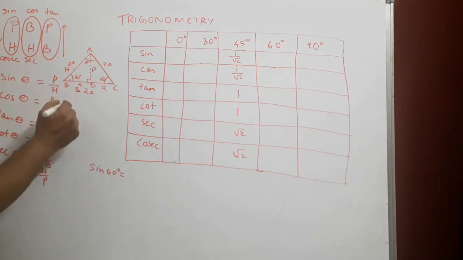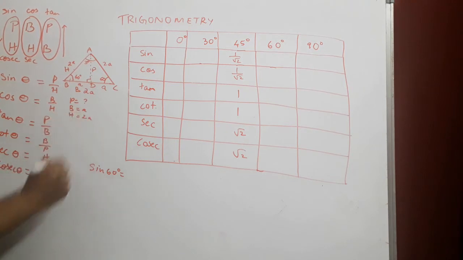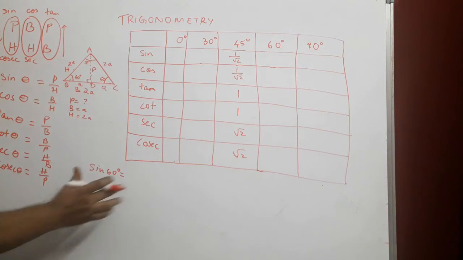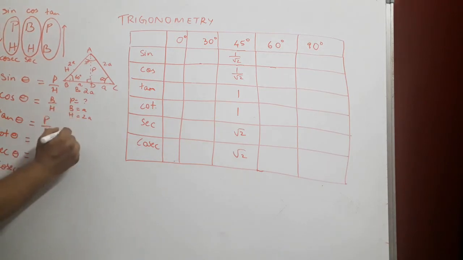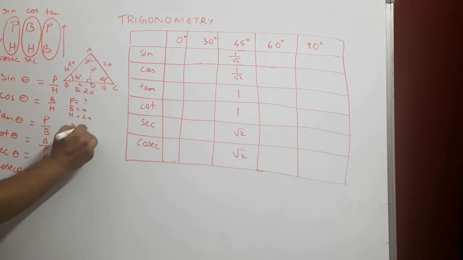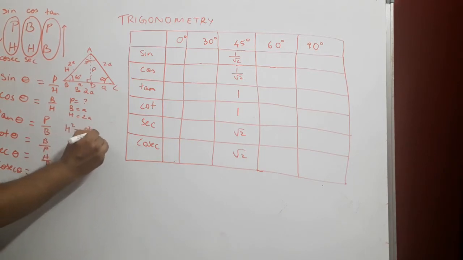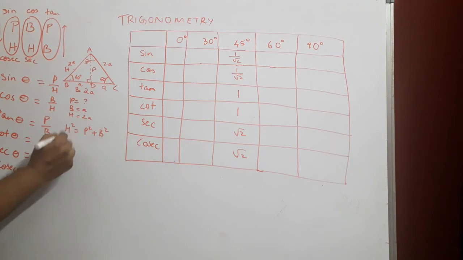Okay. So now we know that perpendicular, we do not know how much it is. We know the base BD is equal to a, and we know our hypotenuse is 2a. So we need to find out what is our perpendicular. So once again we will use Pythagoras theorem. And what does Pythagoras theorem say? The square of the hypotenuse is equal to the square of the perpendicular plus the square of the base. We need to find the perpendicular.